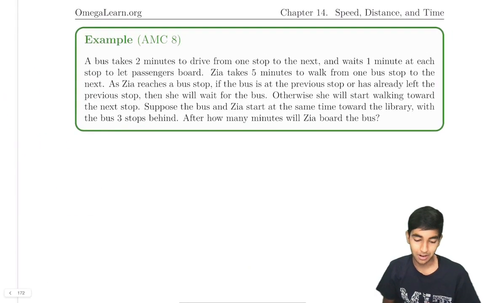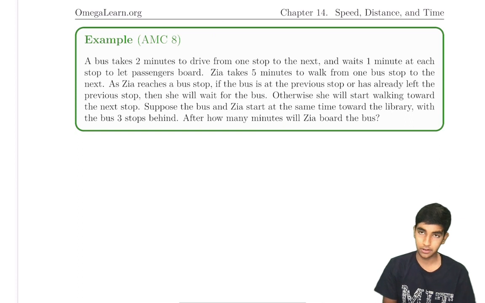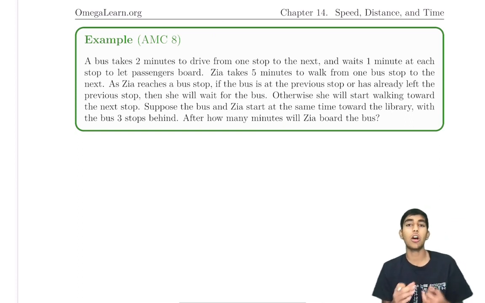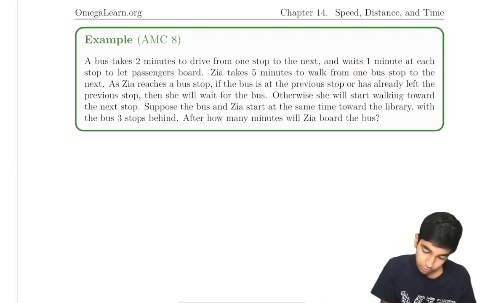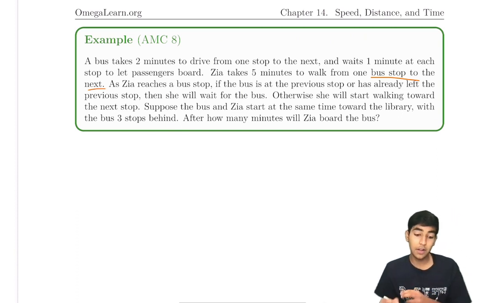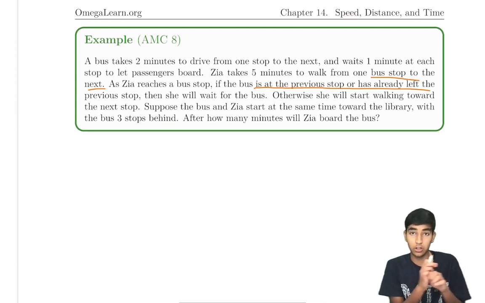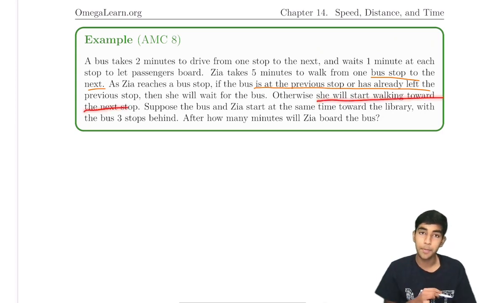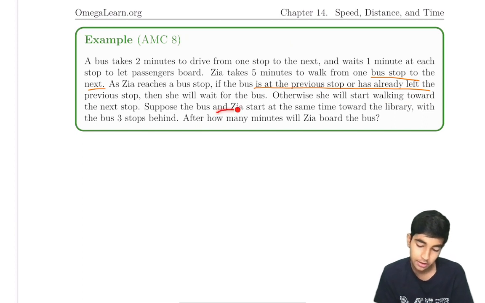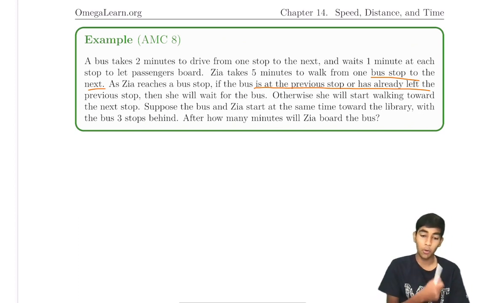Okay, another cool AMC 8 problem. A bus takes 2 minutes to drive from one stop to the next, and waits 1 minute at each stop to let passengers board. Zia takes 5 minutes and walks from one bus stop to the next. As Zia reaches a bus stop, if the bus is at the previous stop or has already left the previous stop, then she will wait for the bus. Otherwise, she will start walking towards the next stop. Suppose the bus and Zia start at the same time towards the library, with the bus stops 3 behind. After how many minutes will Zia board the bus?